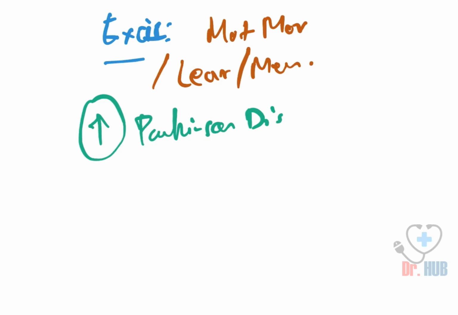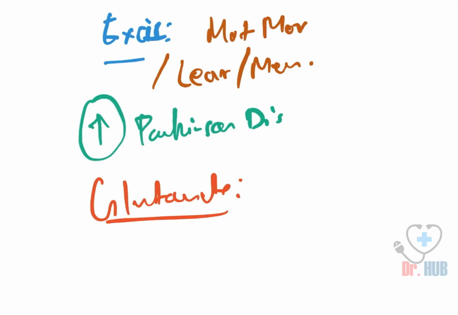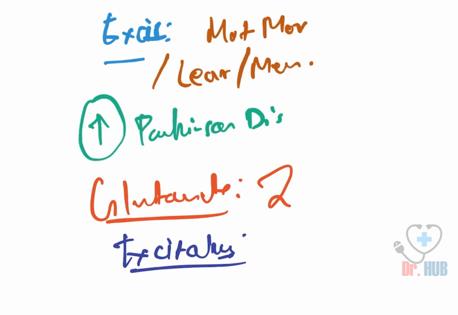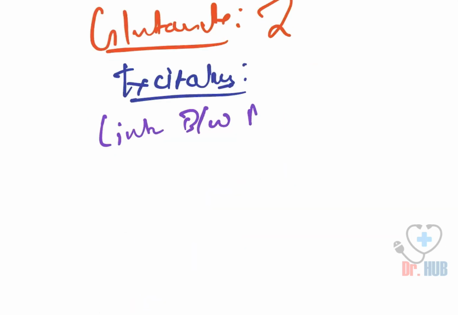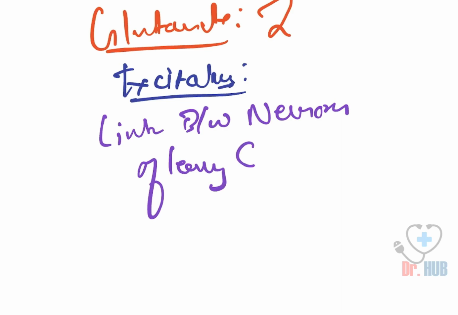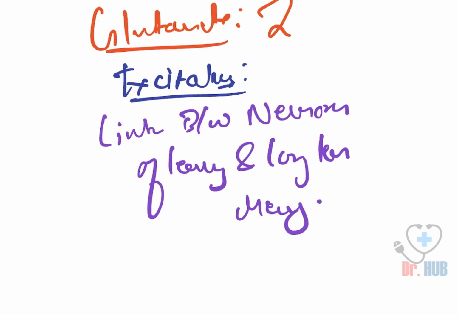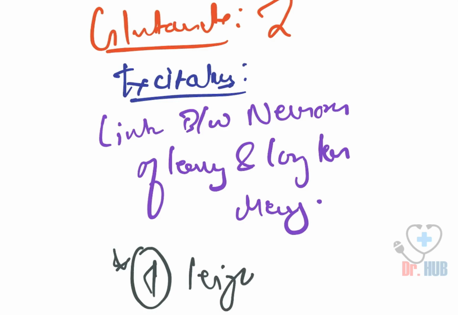Lastly, we look at glutamate. The function of glutamate is excitatory, and it forms links between the neurons for learning and long-term memory. Where is it seen increased? Glutamate is increased in case of seizures.